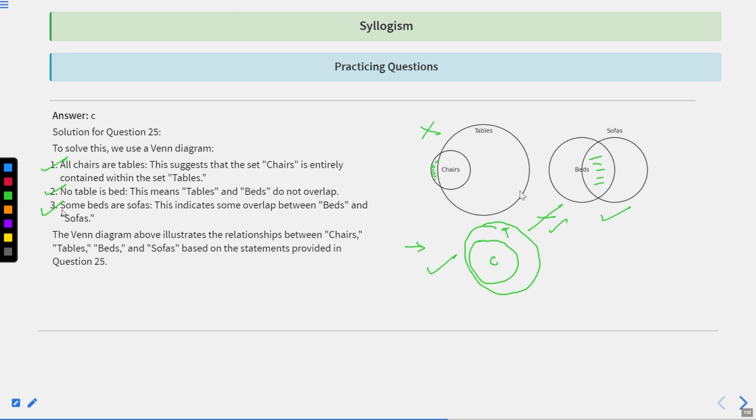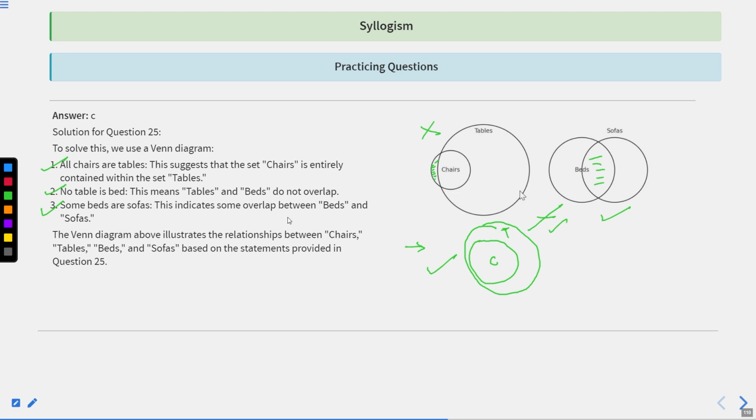I suppose the Venn diagram that you drew would be something like this, in which the big circle which is representing table has your smaller circle, which is representing chair, inside it, meaning all chairs are tables. This is what is being represented here, that all chairs are tables and no table is a bed. No table is bed. There is no relation between tables and beds. So this particular statement is also correct.